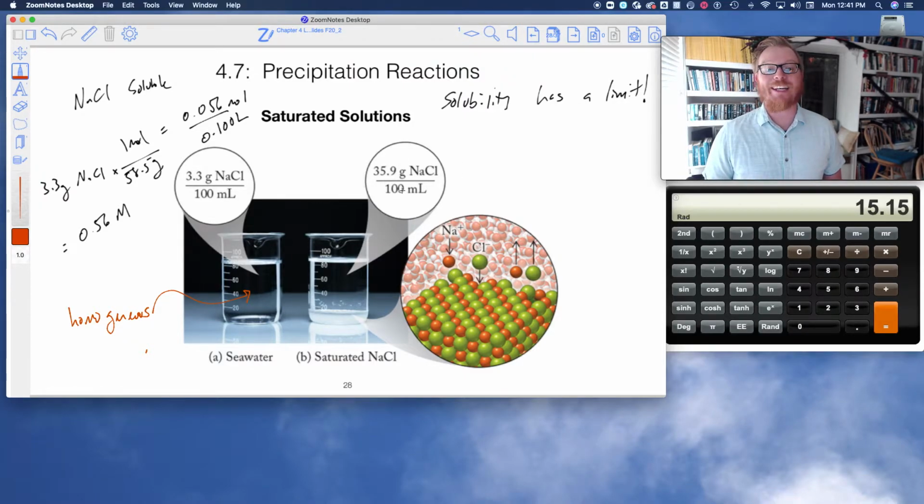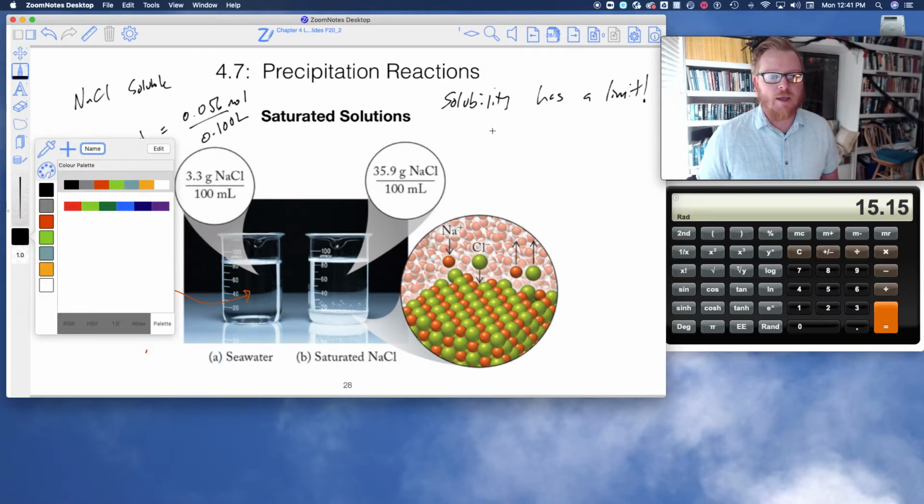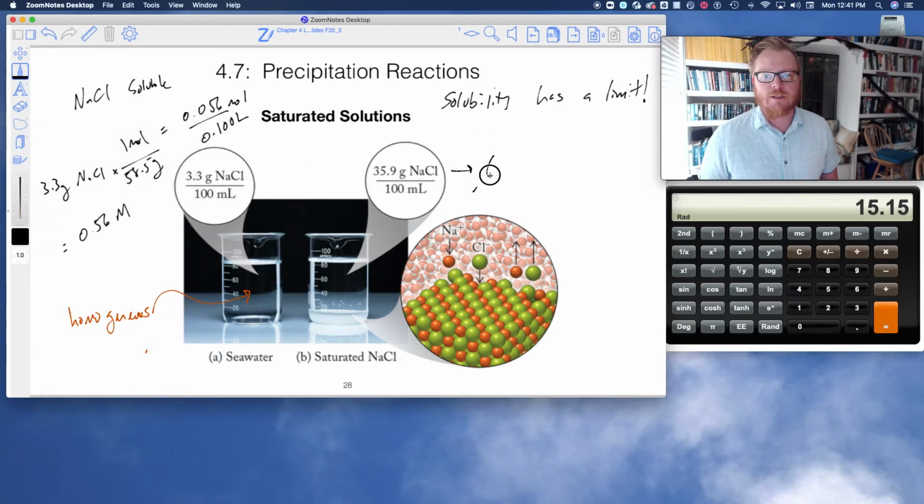So now look at this. Here's 35.9 grams of sodium chloride per 100 mils, so nearly 10 times that amount. If I convert that really quickly into molarity, I'm not going to show the work here, but I'll use my previous calculations. This is 6.1 molar, so that's more than 10 times concentrated. And we can say definitively this solution is saturated.